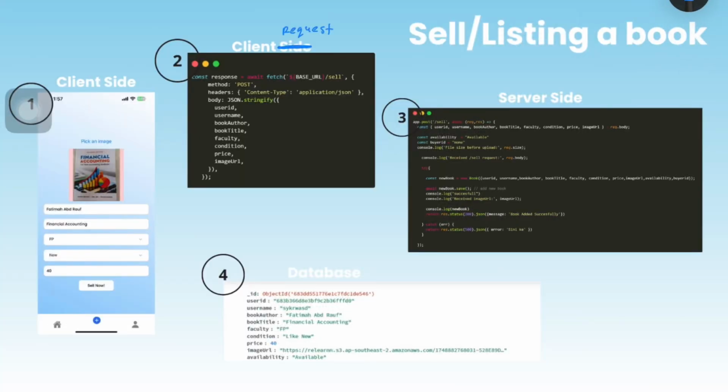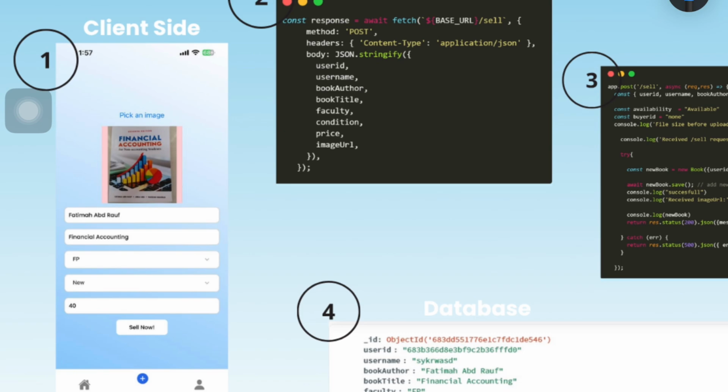Okay guys, I will now briefly explain to you how my application interacts with each part. So the first step is the client side, where the user fills in the form using the mobile app. They upload a book image, and enter the title, author, faculty, condition, and price.